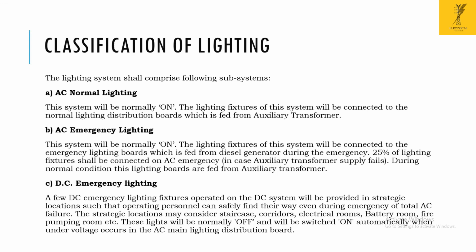We are not having DC emergency lighting, but in some projects we can see it, depending upon the client request. DC emergency lighting fixtures operate on the DC system. If my auxiliary transformer fails and my DG set fails, then the battery will come on, and these lights will glow. These lights are provided in strategic locations so that operating personnel can safely find their way even during a total AC failure. These locations include staircases, corridors, rooms, battery room, fire pumping rooms, etc. These lights are generally off and will be switched on automatically when under-voltage occurs in the AC main lighting distribution board. We take a signal from that. If the voltage is low or fails, the DC emergency lights will automatically come on. So this is the general classification of lighting in the substation.